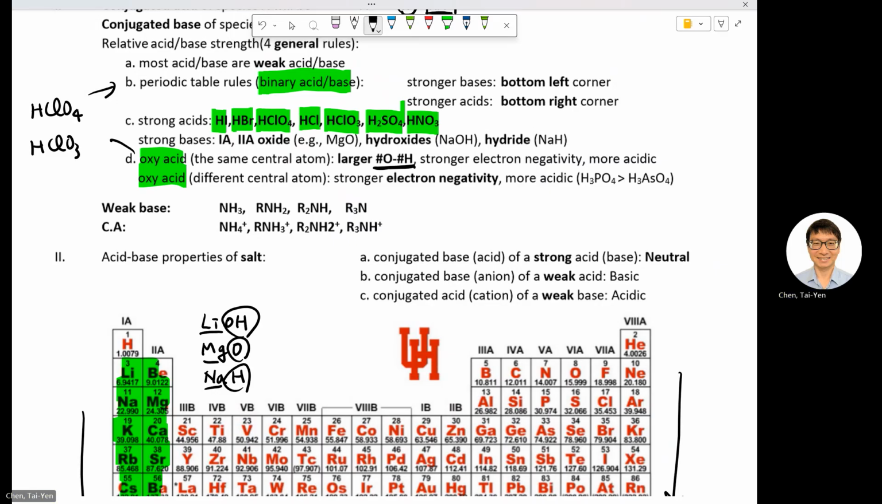But let's look at another type of oxoacid, which means you have the same H, you have the same oxygen, but the center atom is different. In that case, who's going to be the stronger acid? It depends on the electronegativity. The one with the stronger electronegativity will give you a stronger acid. But how do you know which atom has a stronger electronegativity?